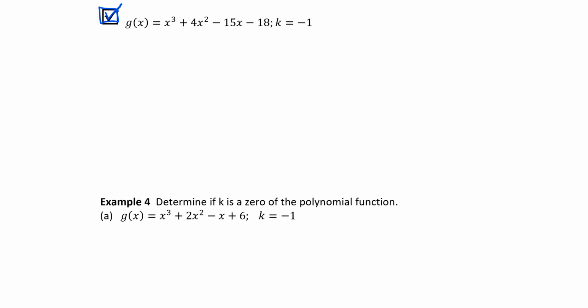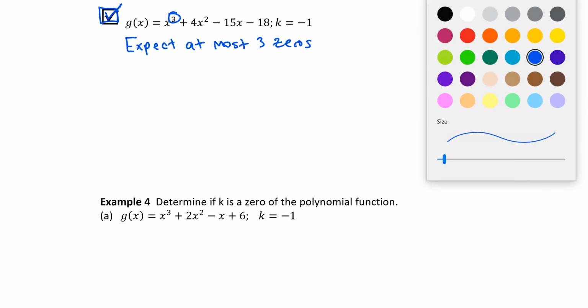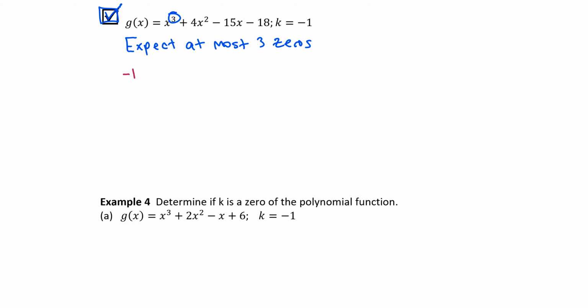Okay, our job is to find all the zeros. I'm going to make an observation. This is degree 3. We're kind of picking on degree 3 polynomials here. So I'm going to expect at most 3 zeros. We'll start with the given 0 of -1 and put that in our box.